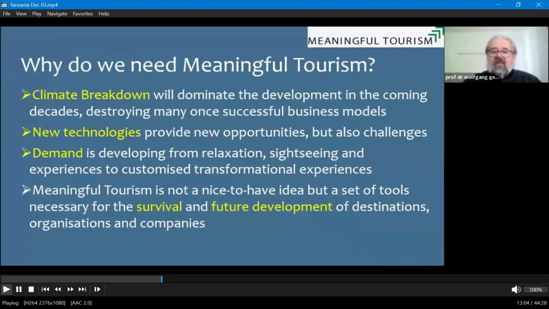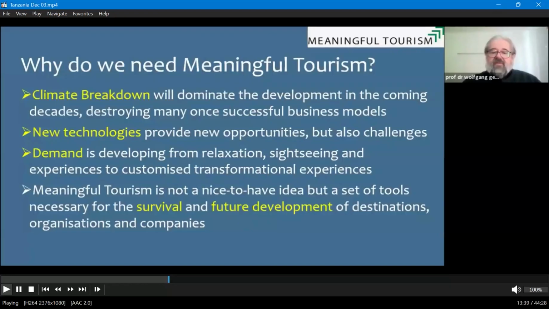So there's no doubt about this. And so many once successful business models will be destroyed. We see all the new technology coming, which provides a lot of new opportunities, but also many challenges. And as we just said, the demand is developing from relaxation, sightseeing, and experiences to customized transformational experiences. And of course, Africa is very well poised to provide this kind of experience, especially for non-African visitors.